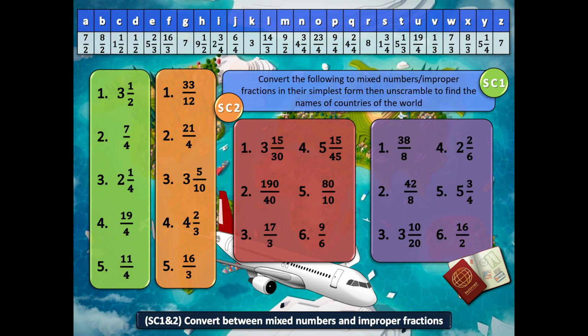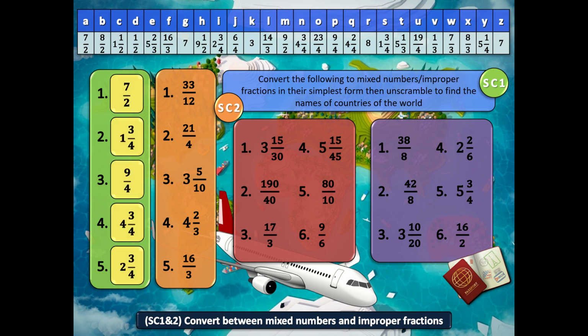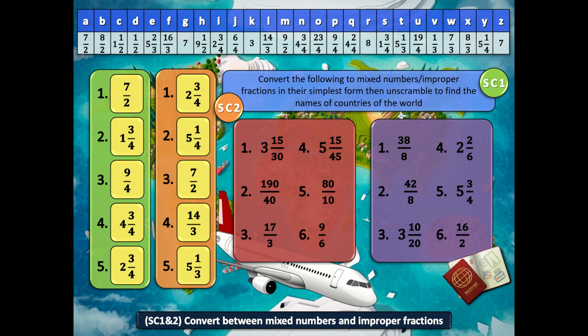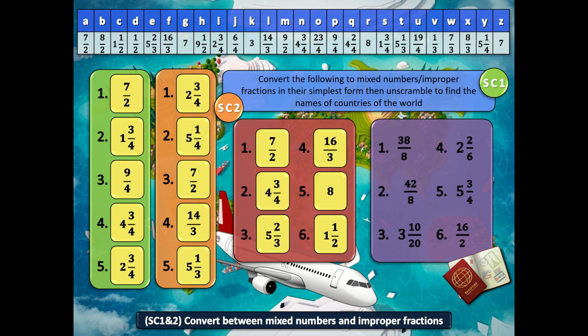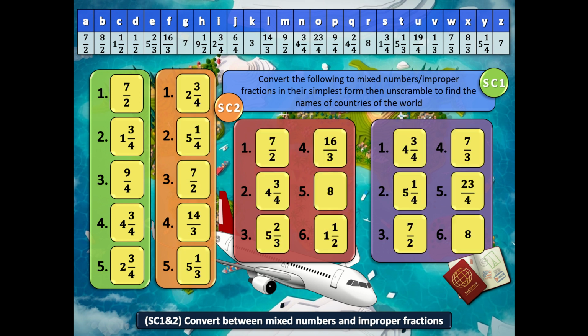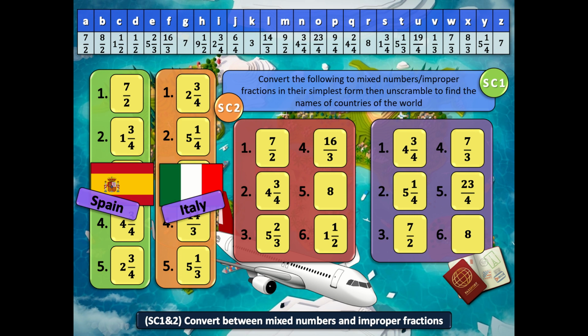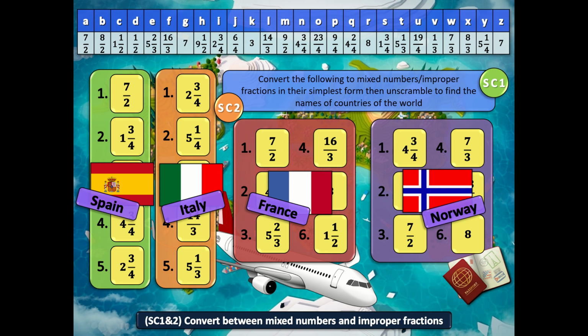So here are your answers. There's your green answers. There's your amber answers, your red answers, and your purple answers. Now the greens made Spain, the ambers made Italy, the reds made France, and the purples made Norway.